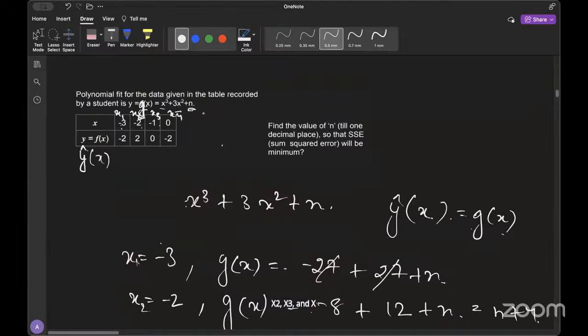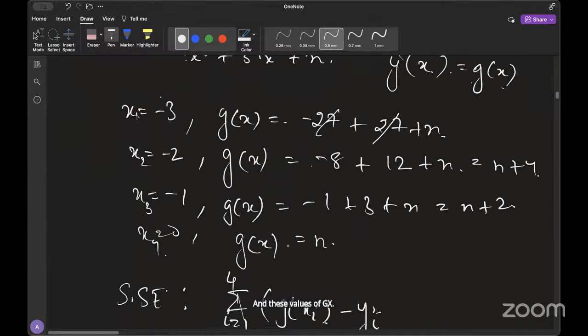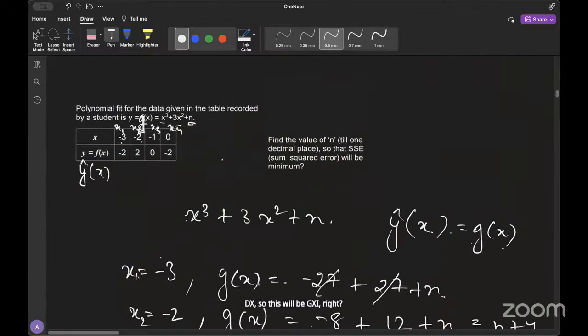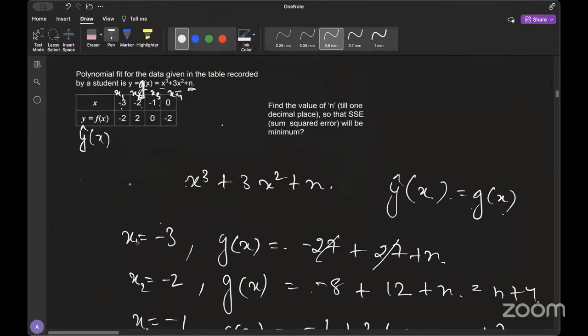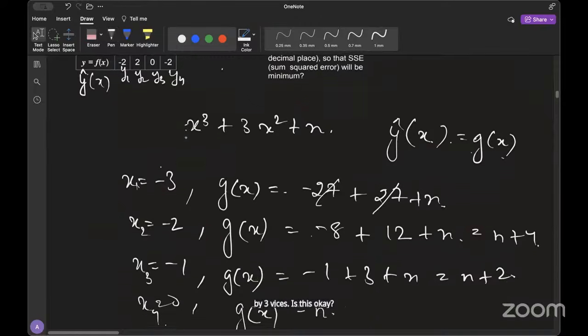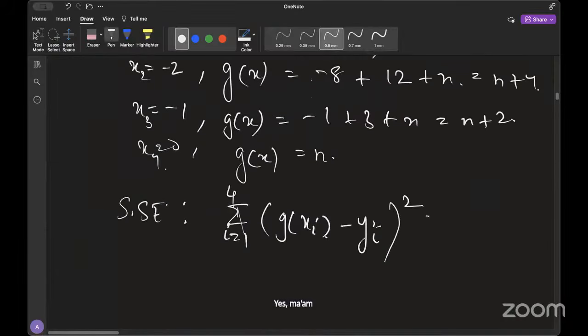These values of x as x1, x2, x3, x4. And these values of g(x) as g(x_i), right? And consider these as y1, y2, y3, y4. Is this okay? Yes, ma'am.